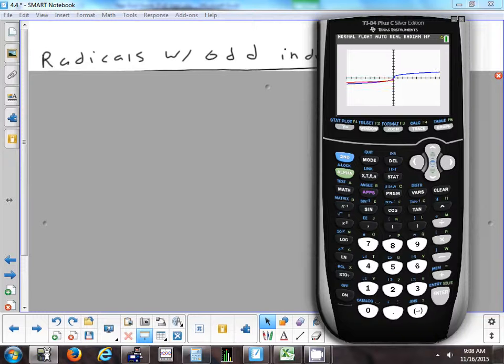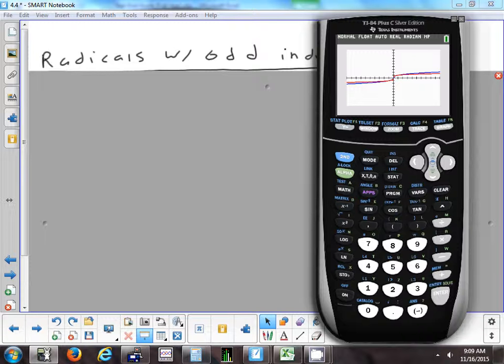Okay, what's a big difference right away you could see on this one? It has not run into the origin. Yep, it goes through the origin. Okay, in fact, both graphs go right through the origin. What else looks very different about this one? Yep. Yeah, it goes both directions. Okay, odd roots go in both directions.